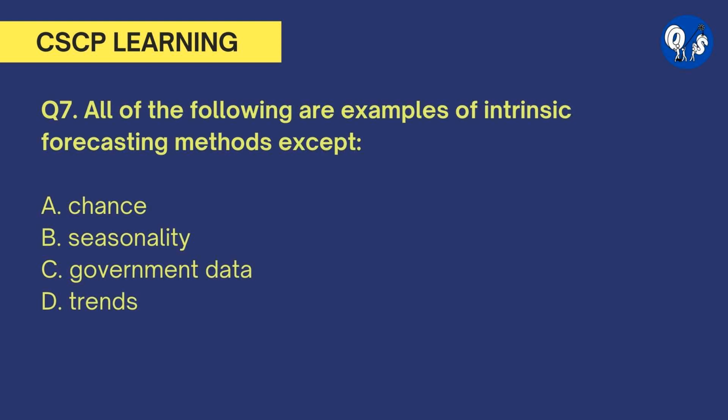Question number 7. All of the following are examples of intrinsic forecasting methods except A. Chance, B. Seasonality, C. Government data, D. Trends. The correct answer is C. Government data would be considered an extrinsic forecasting method and not intrinsic.